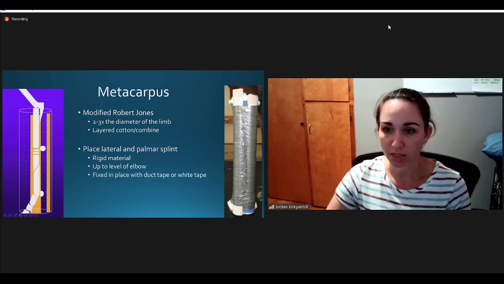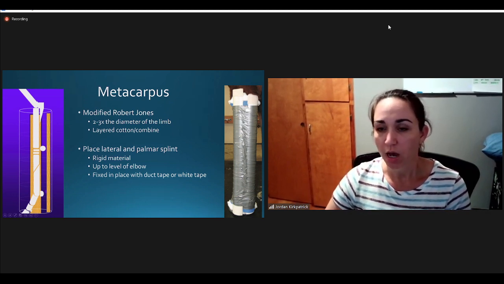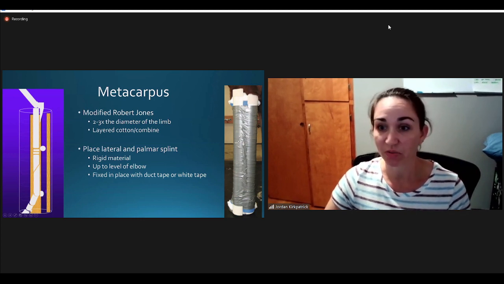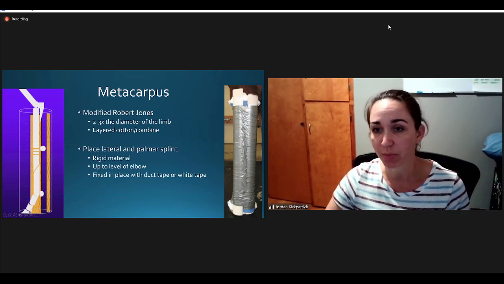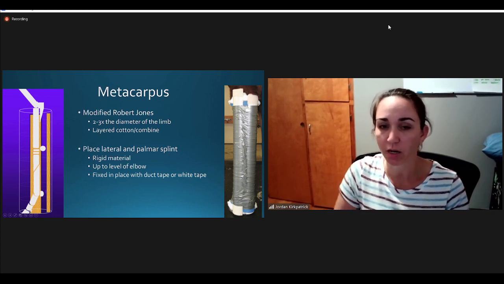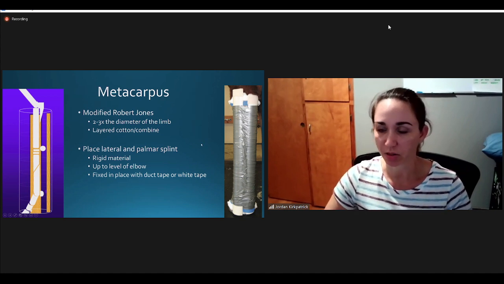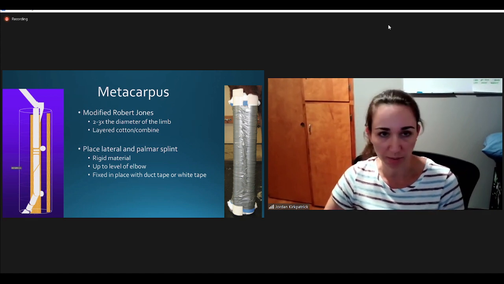Also, when I start these, because the carpus is the most bendy part of the leg, I'll put the duct tape around the carpus and then at the proximal and distal ends of the bandage, and then kind of go in between just to try to get the carpus locked in place so they have a little bit more stability in their limb.